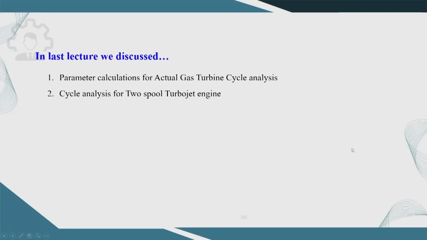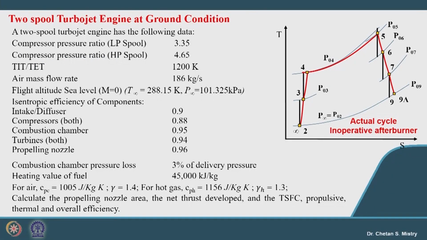In the last lecture we started doing the parameter calculation for the actual gas turbine cycle for the two spool configuration. Then we did our cycle analysis for the given information. At the end we calculated the exit velocity, and today we will be discussing the next parameter calculation. So let us see what information we have.